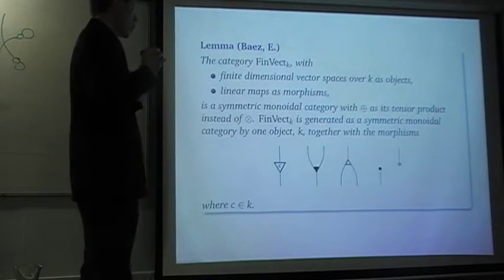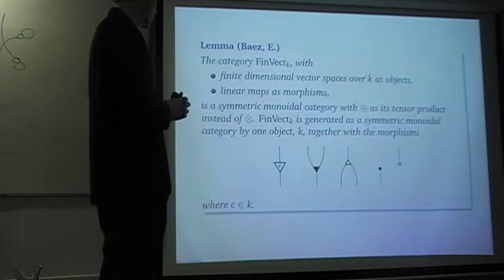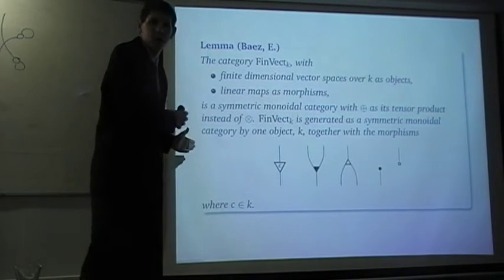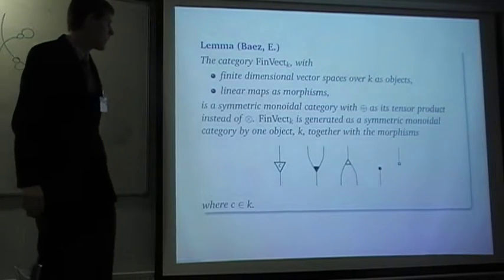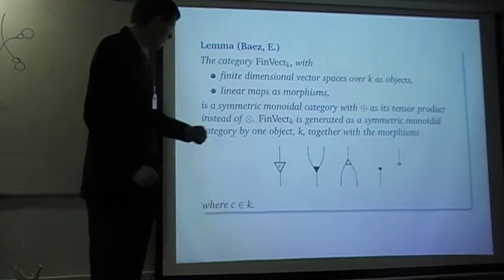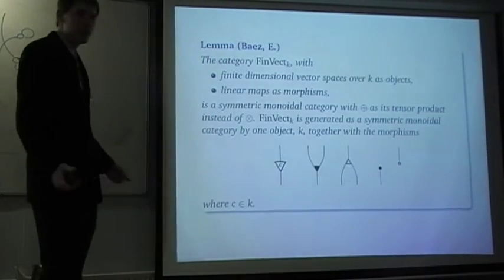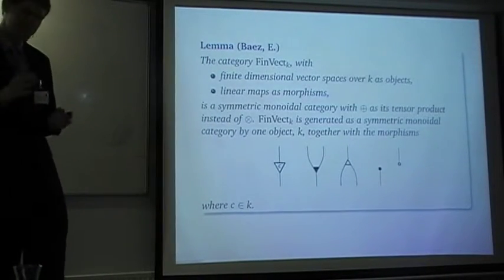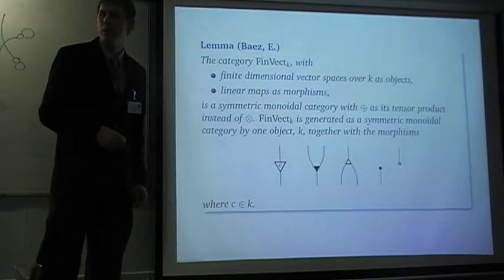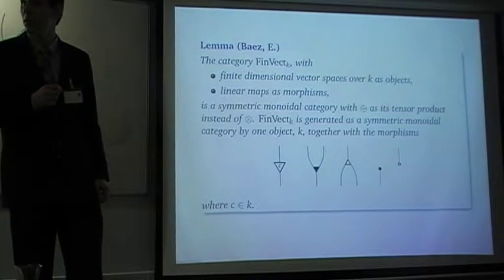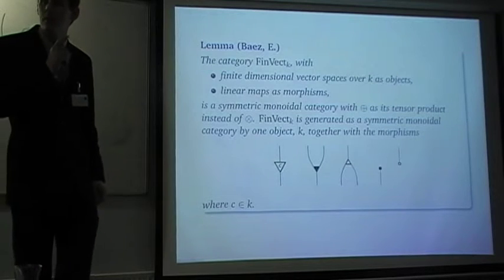And we can generate it as a symmetric monoidal category with one object, the ambient field K, together with these morphisms. And this morphism right here is actually a family of morphisms that are indexed by elements of our field. Question? You read them top to bottom? Yes, I'm reading them from top to bottom.